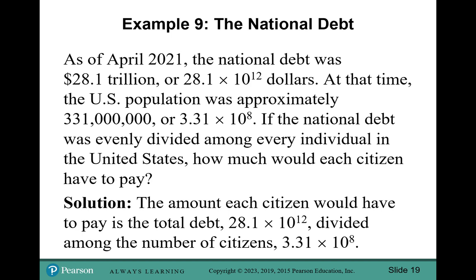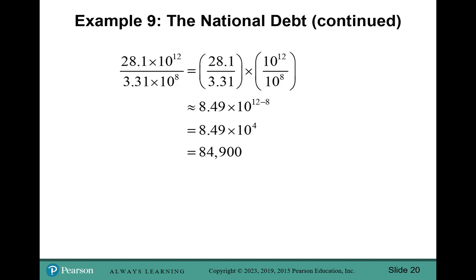If the national debt was evenly divided among every individual in the United States, how much would each citizen have to pay? Solution: the amount each citizen would have to pay is the total debt, 28.1 times 10 raised to the 12th, divided among the number of citizens, 3.31 times 10 to the 8th. Let's do the math and figure out how much each of us Americans owes in this national debt.